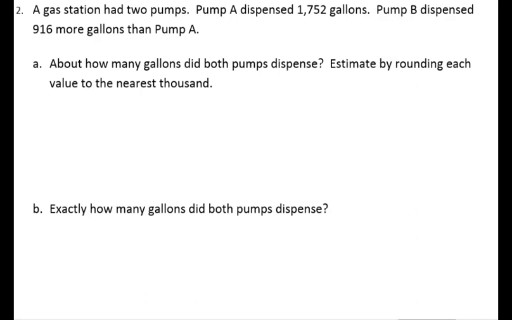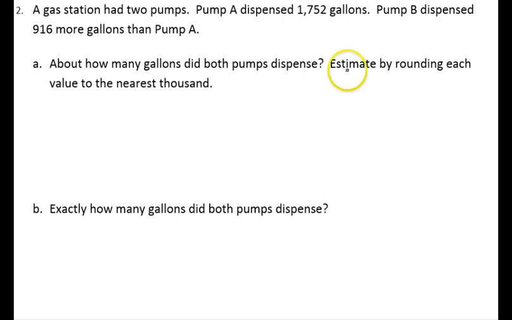This one says a gas station had 2 pumps. Pump A dispensed 1,752 gallons. Pump B dispensed 916 more gallons than Pump A. About how many gallons did both pumps dispense? Estimate by rounding each value to the nearest thousand.